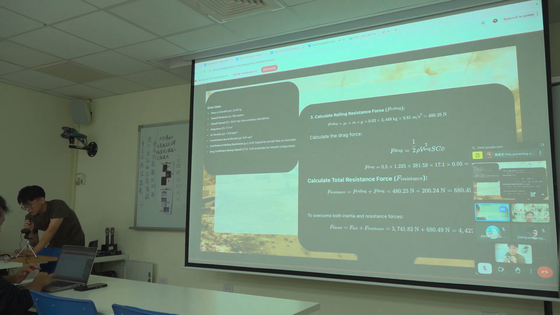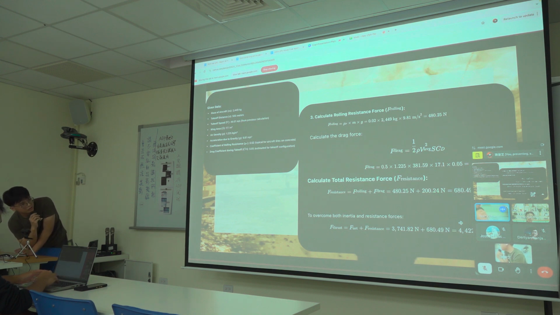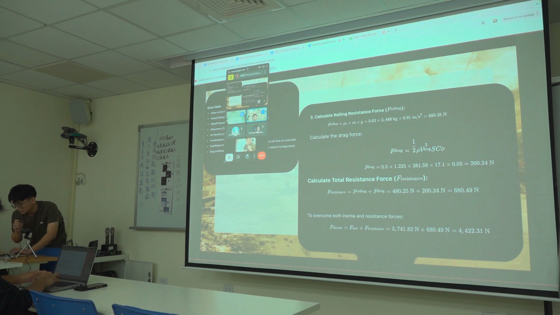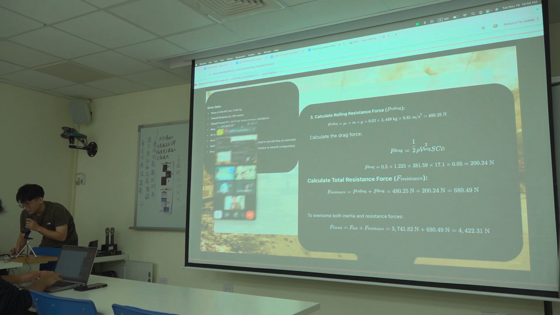multiplied by the wing area and multiplied by the drag coefficient during takeoff. So my final F is F lift plus F resistance, and it's going to be 4,422 Newton. I can see it clearly. Yeah, 22 Newton.